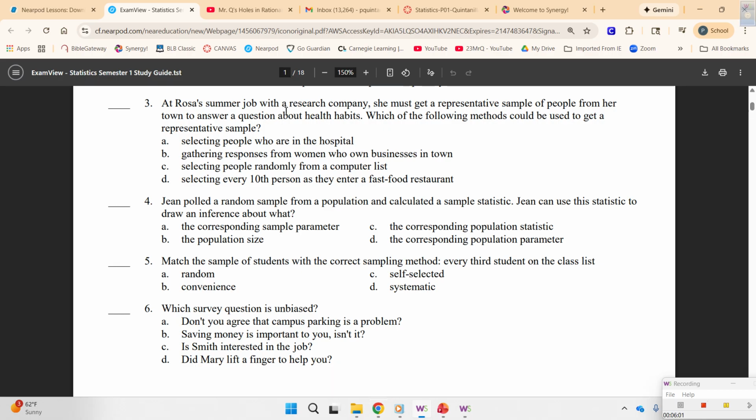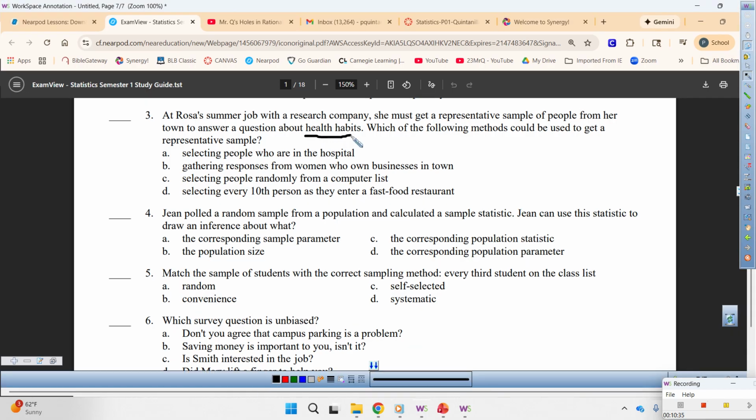At Rosa's summer job with a research company, she must get a representative sample of people from her town to answer the question about health habits. So here's the situation. Rosa's going to go asking people about health habits. Now, when you are a statistician, I told you guys that the sample has to be unbiased, right? It has to be not leaning one way or the other. Which of the following methods could be used to get a representative sample?